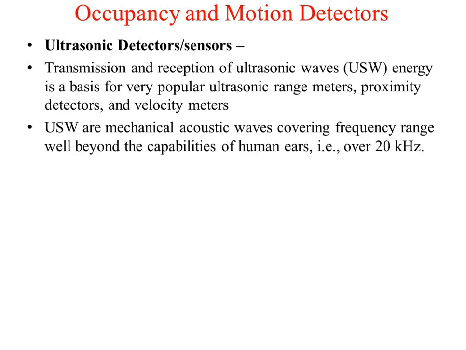Ultrasonic waves are mechanical acoustic waves covering a frequency range well beyond the capability of human ears. We can hear frequencies from 20 hertz up to 20 kilohertz very easily; that is the audio frequency range a human being can hear. Beyond 20 kilohertz we cannot hear, and below 20 hertz we cannot hear. Ultrasonic waves are beyond 20 kilohertz. So we are not able to listen to them, but we can observe them on various devices.